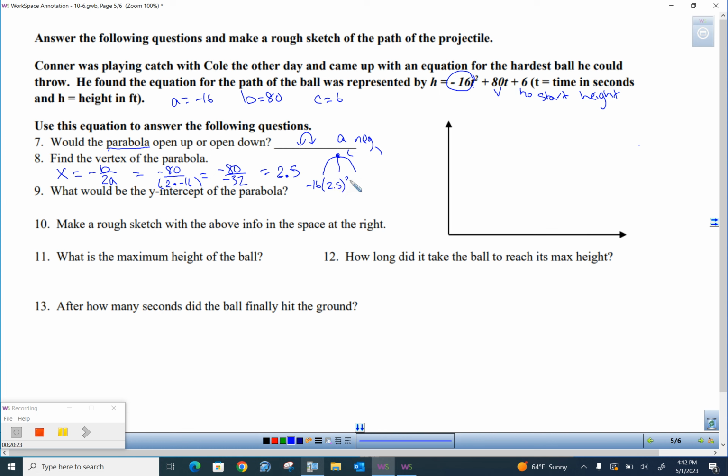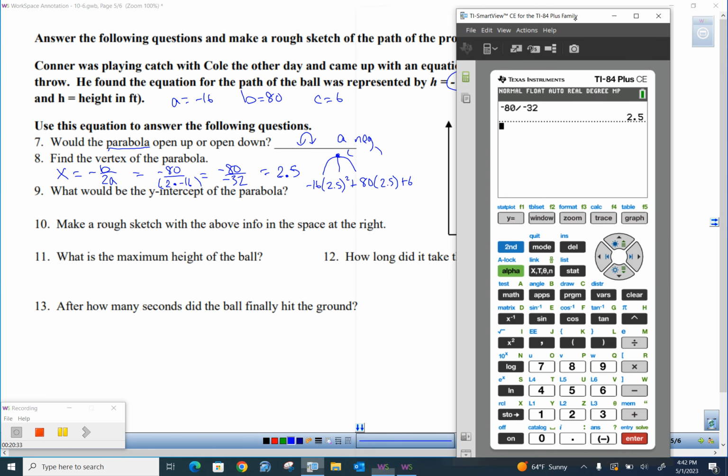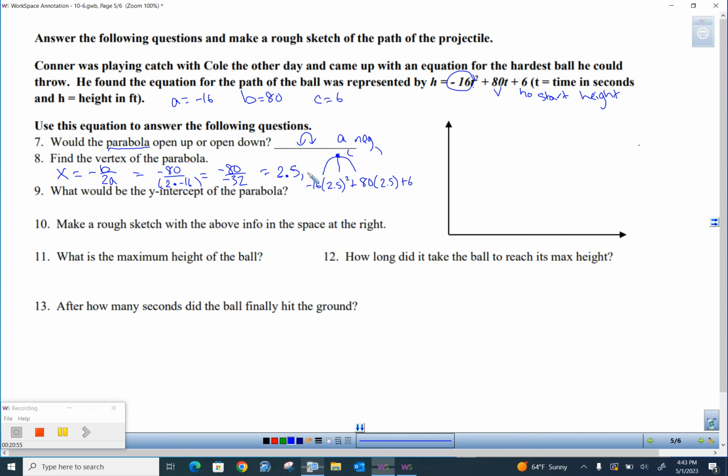I recommend you write this down so you don't forget, because a lot of times when we were doing this, we just use our table to sub it in. But if we're just finding one value, it's faster to just plug it in to the equation and toss that in your calculator. So negative 16, then our 2.5 gets squared. Make sure you're using parentheses around this. That's going to be important. Okay. And that tells us 106. So the vertex is (2.5, 106) as an ordered pair.